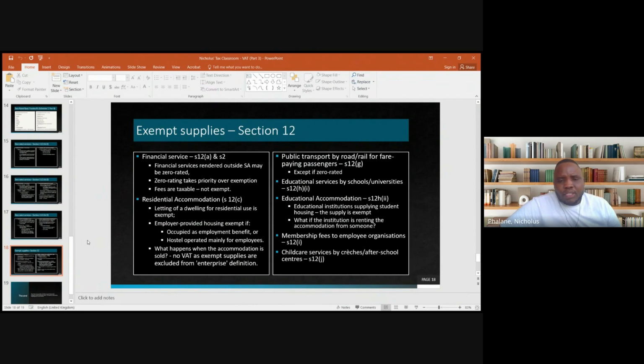Then what happens when the accommodation is sold? Remember, we are saying the provision of this residential accommodation is an exempt supply. Basically, when you are charging rental, that rental would not include VAT implications. And other services that you provide as part of this renting out or letting of this accommodation, you won't be able to claim input, because basically you are supplying exempt services, right? The renting or the letting of residential accommodation.